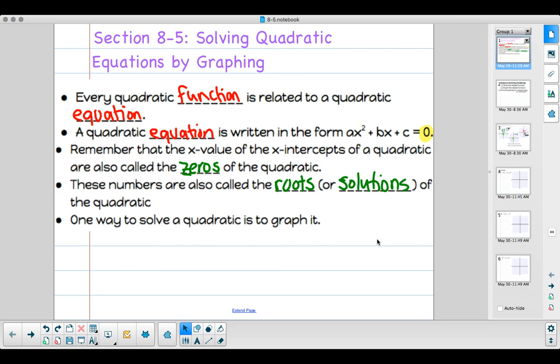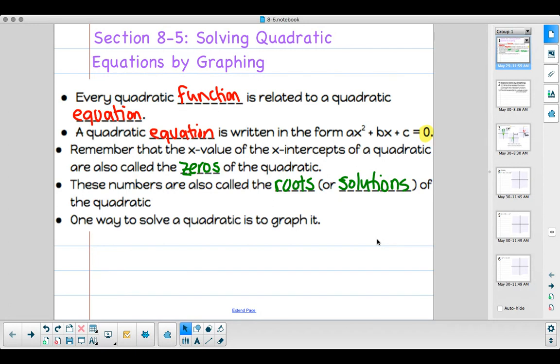Everyone, today we're going to review solving quadratic equations by graphing. You watched a few videos and did some activities last week about this topic. I just wanted to quickly review it because we are going to have a quiz tomorrow on this as well as 8-6. So every quadratic function is related to a quadratic equation.